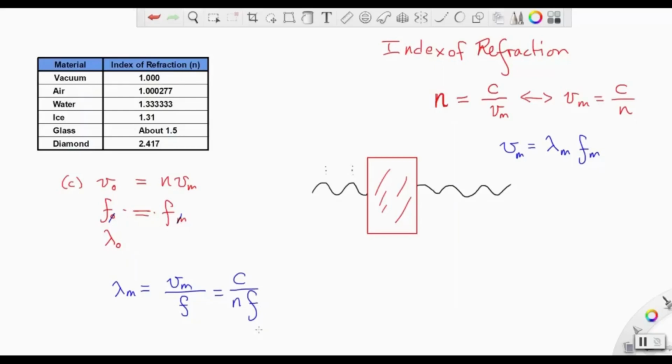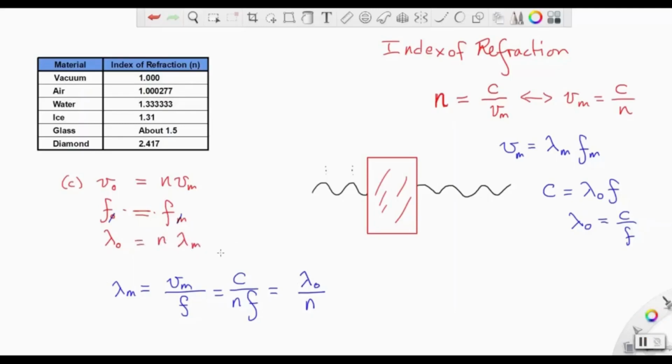Then we can also look at the fact that outside the material, c is equal to lambda outside the material times the frequency, right? And so if we were to divide that equation by the frequency, look what we find here. We can replace c over the frequency with simply that. Now that's interesting because what it tells us is that the wavelength outside the material is equal to the index of refraction times the wavelength inside the material.